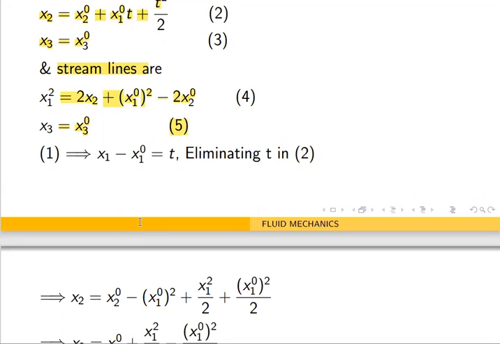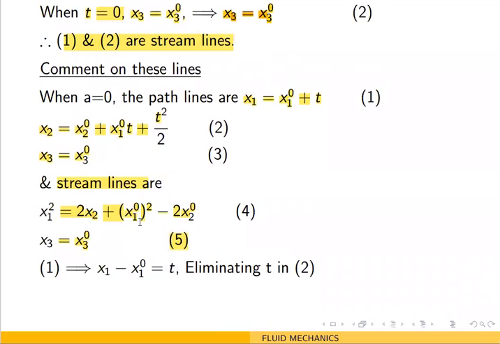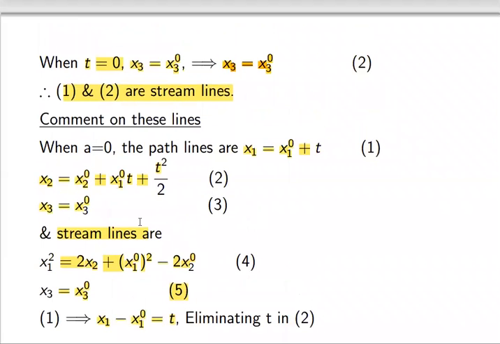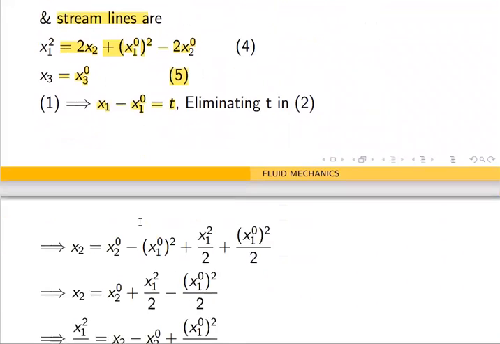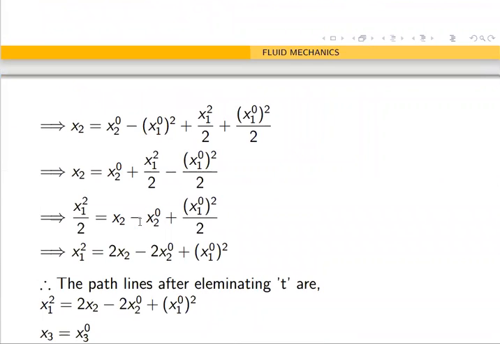Now, just watching these two, path lines and streamlines, we see that there is T appearing in the path lines and there is no T in the streamlines. So we'll eliminate T now. What is equation 1? In equation 1, what is T equal to? T is nothing but x1 minus x1 naught. So put T equal to x1 minus x1 naught in equation 2, and simplify that.